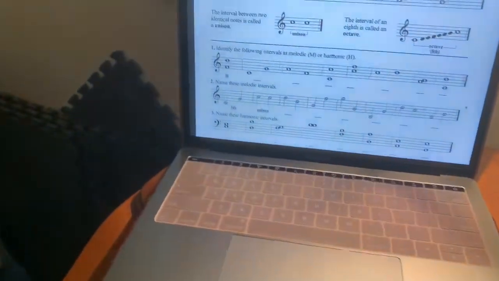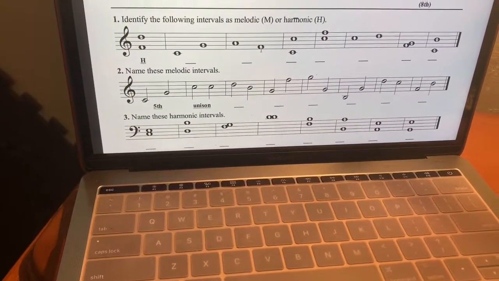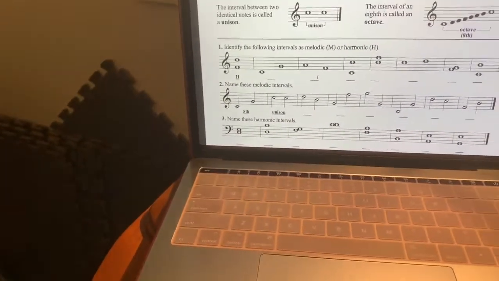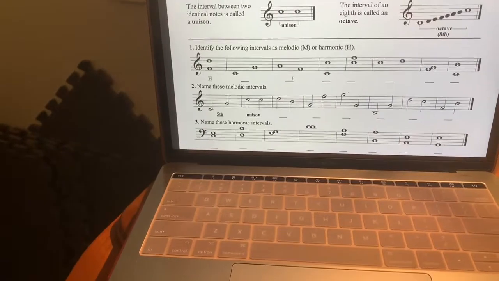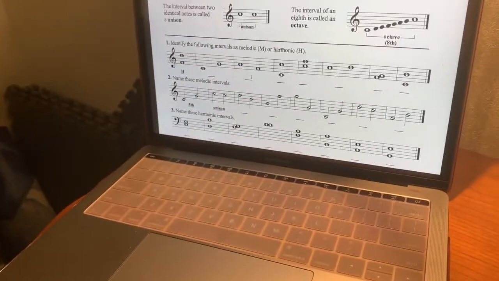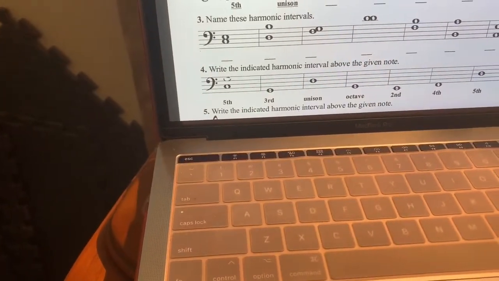Now let's find out what the third one in number 1 is. That one, then that one. So that means they're not happening at the same time. It would sound like this. So we're going to call that one melodic again. We got you guys started. Let's take a look now at number 2.